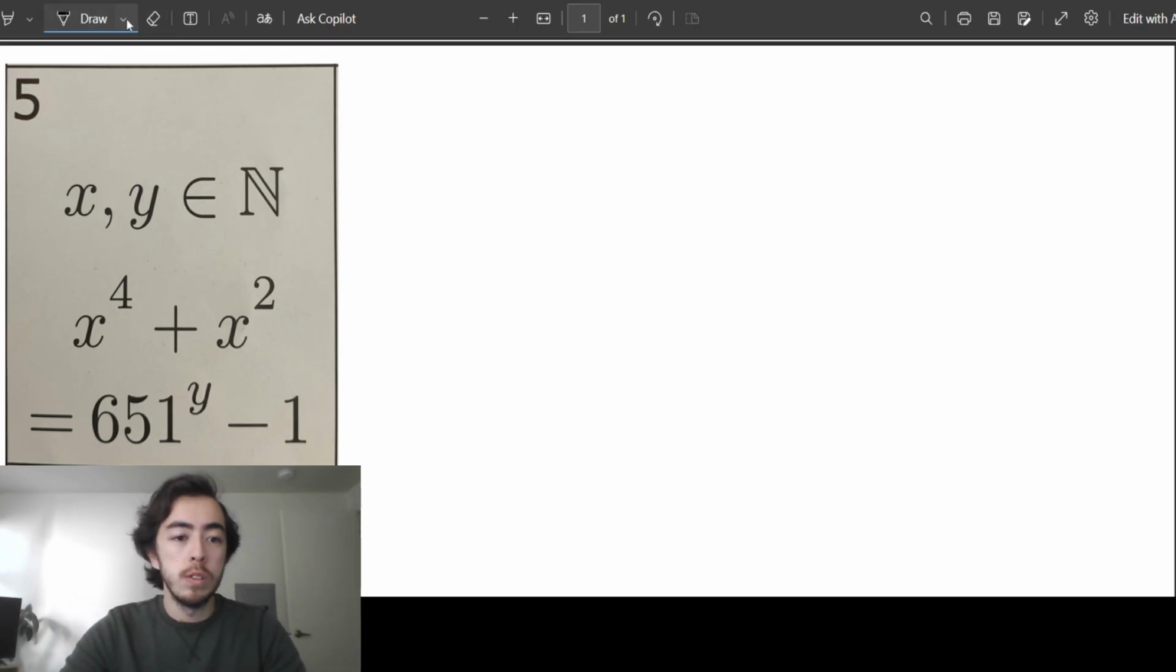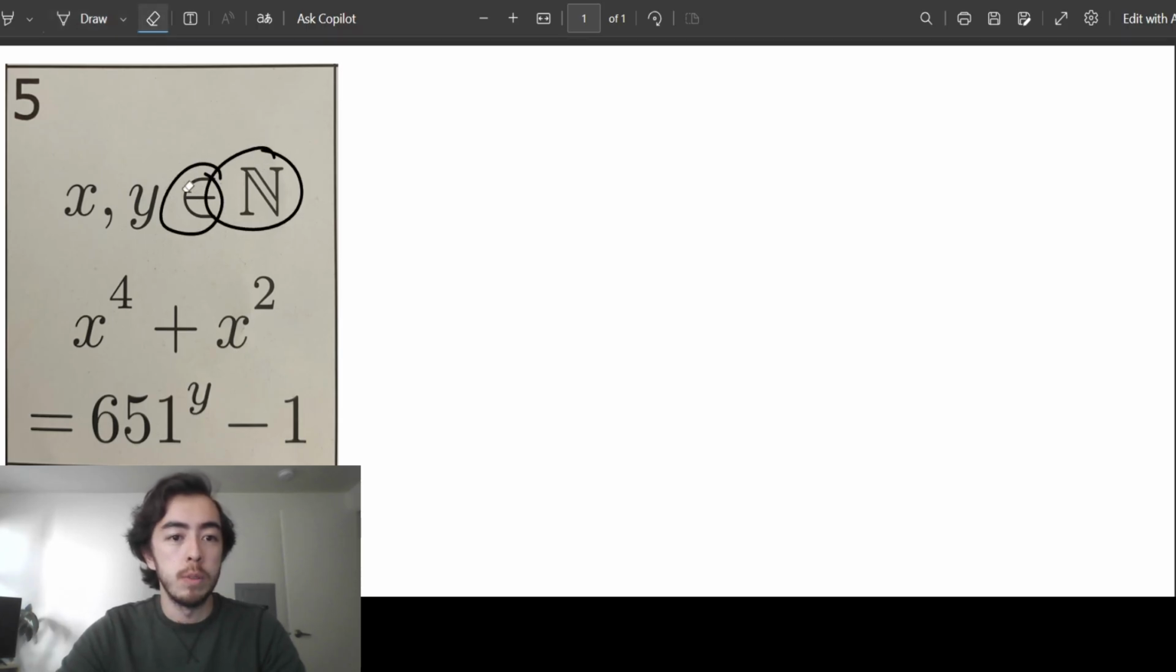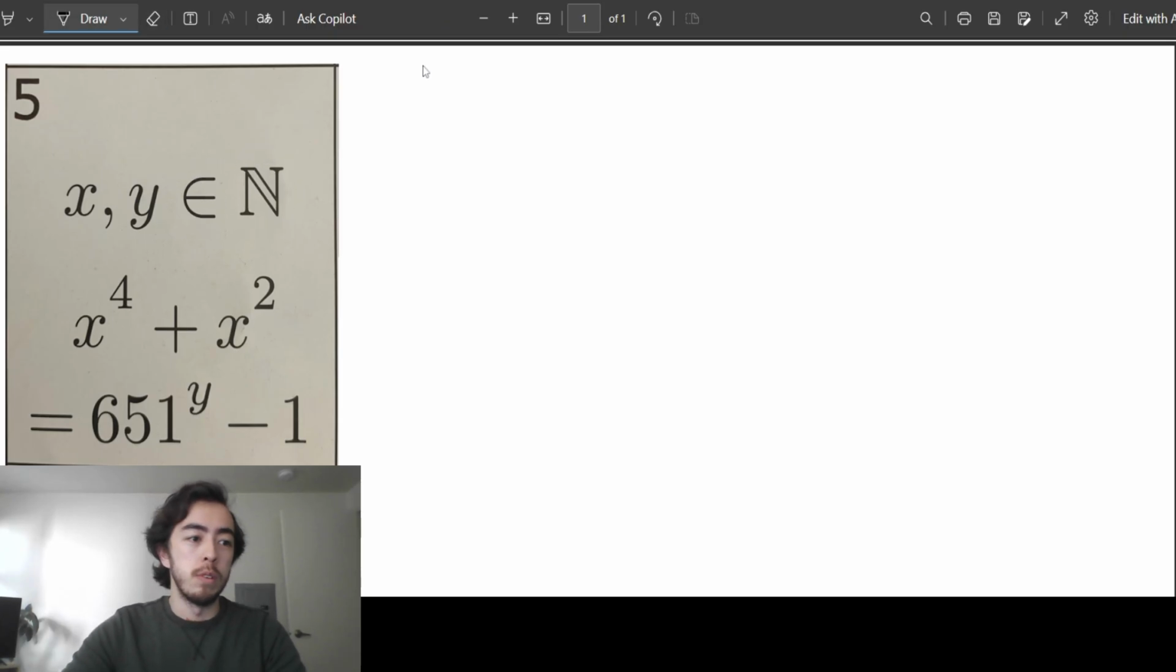So we have some rules about this x and y. It looks like they're both elements of the natural numbers. That just means that they're numbers like 1, 2, 3, 4, and just kind of counting up almost until infinity. So x and y can't be zero, they can't be negative, they can't be decimals or fractions.